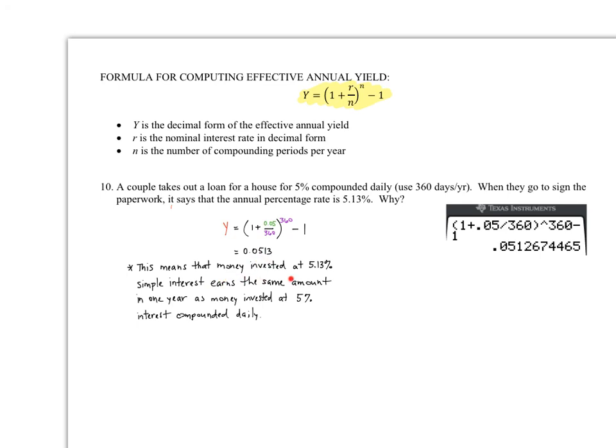This means that the money invested at 5.13% simple interest earns the same amount in 1 year as money invested at 5% interest compounded daily. So it's just talking about comparing simple interest to compounding daily and how you would have to change that rate in order to get those values to be the same. If you have questions, let me know.